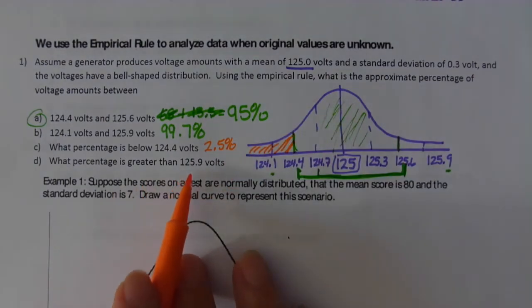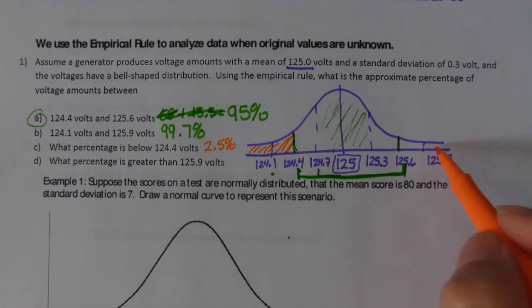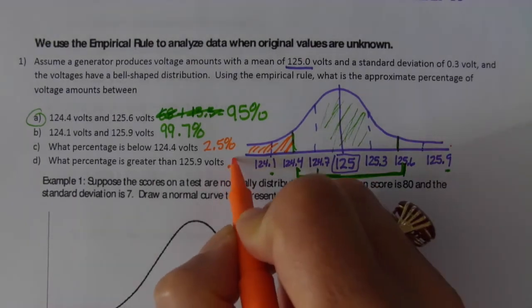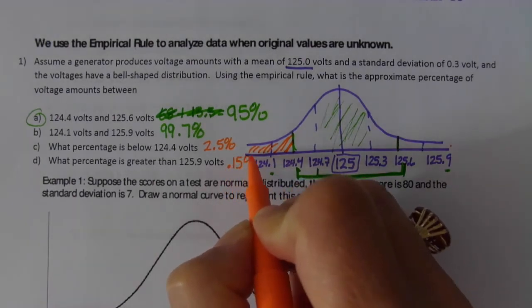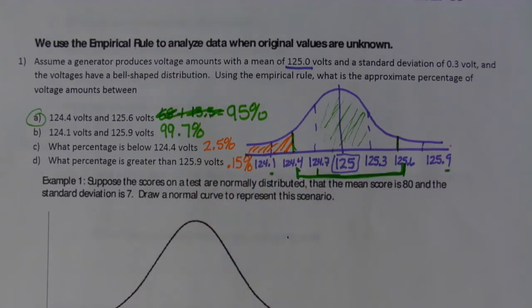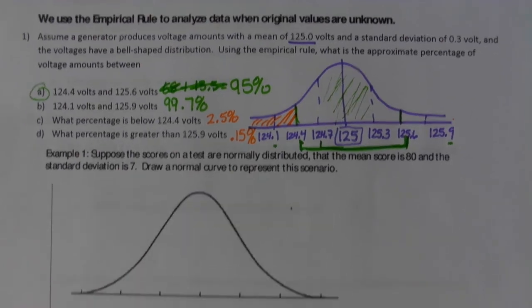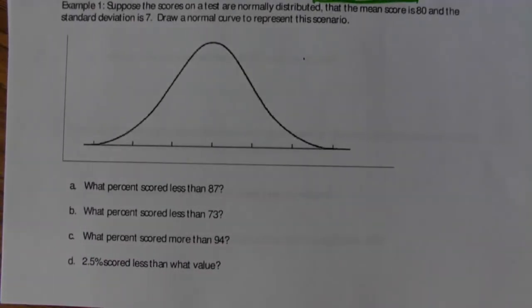What percentage is greater than 125.9? That's bigger than 3 standard deviations. And what's that amount? 0.15%. That makes sense how you can read those? Okay, let's try another one.